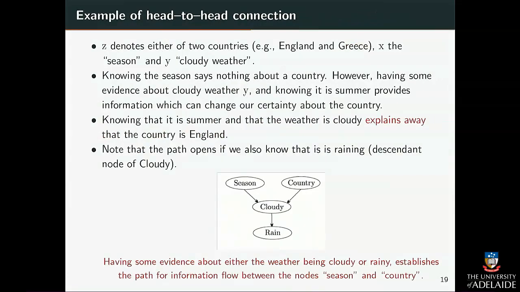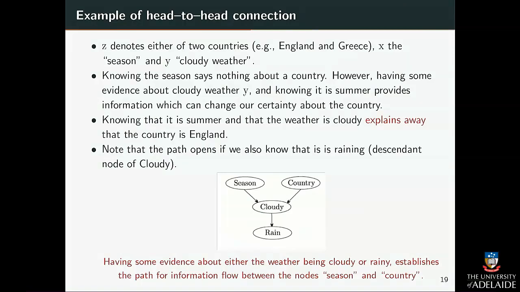So let me make a simple example. You have season and country, right? And then you see the weather is cloudy. Obviously the season doesn't tell you anything about what country it is, right? But if you see that it's summer and it's cloudy or rainy, then you probably are not in Arizona. So maybe you're in England, right?